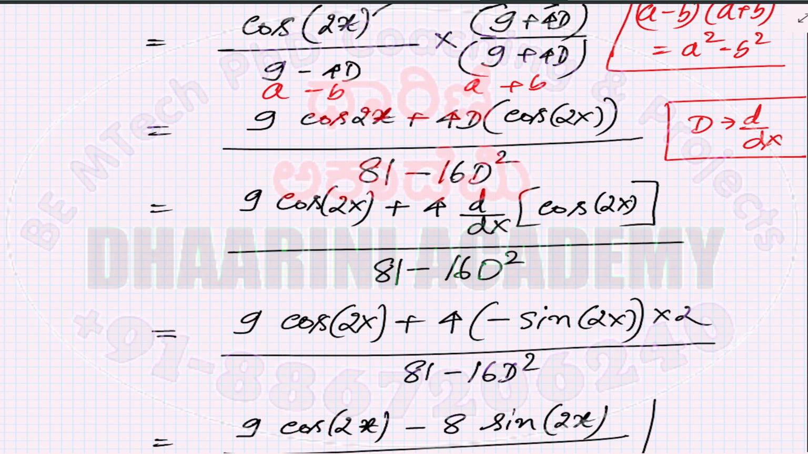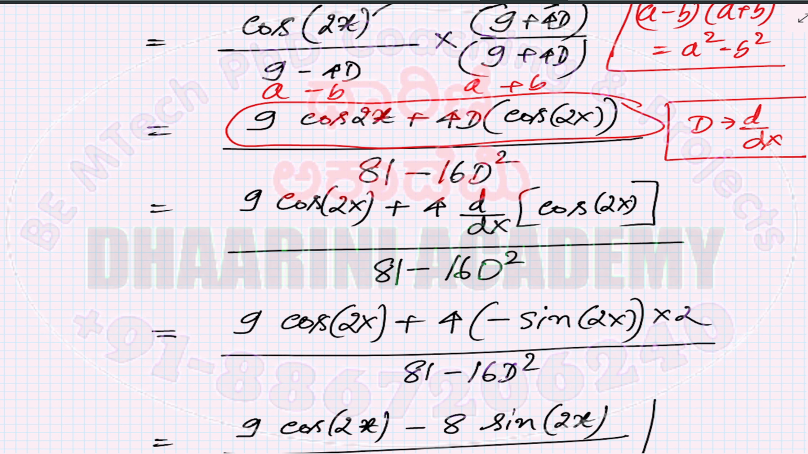So the denominator is a square minus b square. That format I can bring. So a is 9, so 9 square is 81. b is equal to 4D, so the square is minus 16D square. At the same time, in the numerator you multiply cos 2x and 9 plus 4D. When you multiply, you get 9 cos 2x plus 4D times cos 2x.